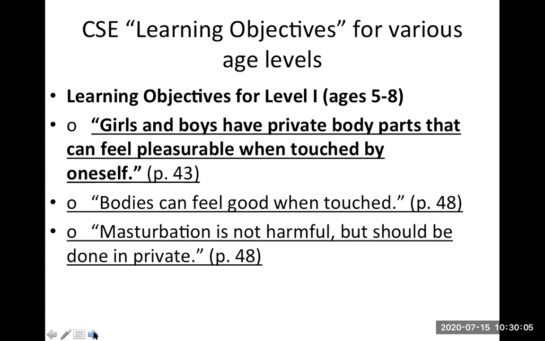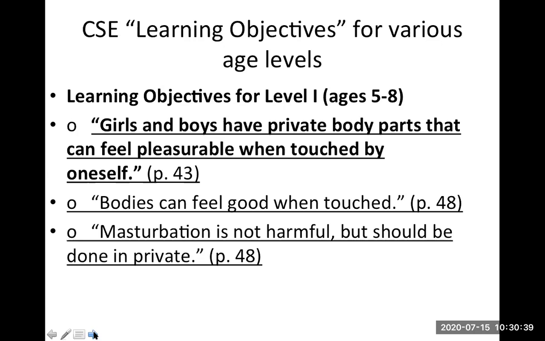So for children aged 5 to 8, learning objectives include that girls and boys have private body parts that can feel pleasurable when touched by oneself. Okay, this is the guideline developed by UNESCO and these other entities. Then between 5 and 8, the children need to know that bodies can feel good when touched, and that masturbation is actually not harmful, okay? It just has to be done in private.